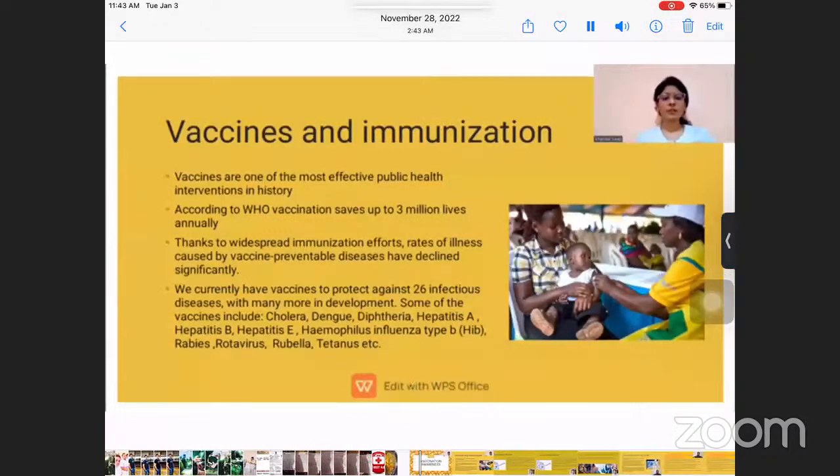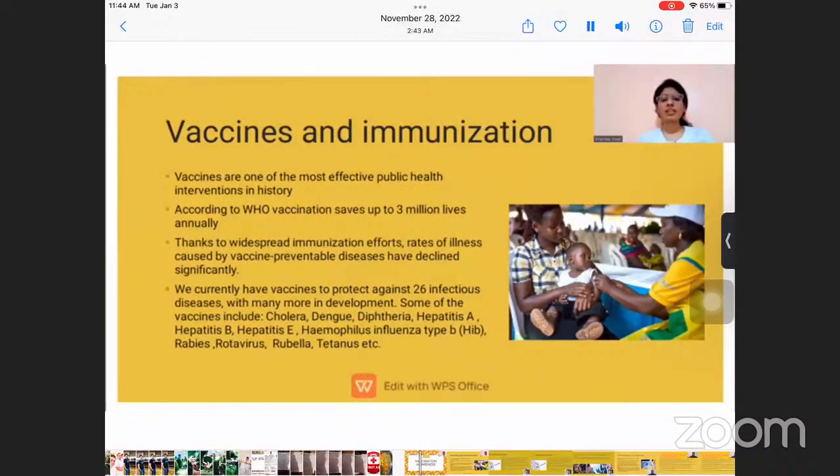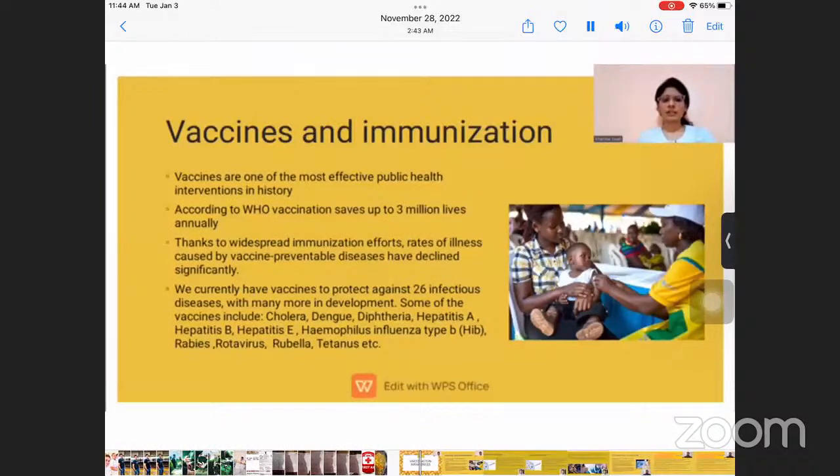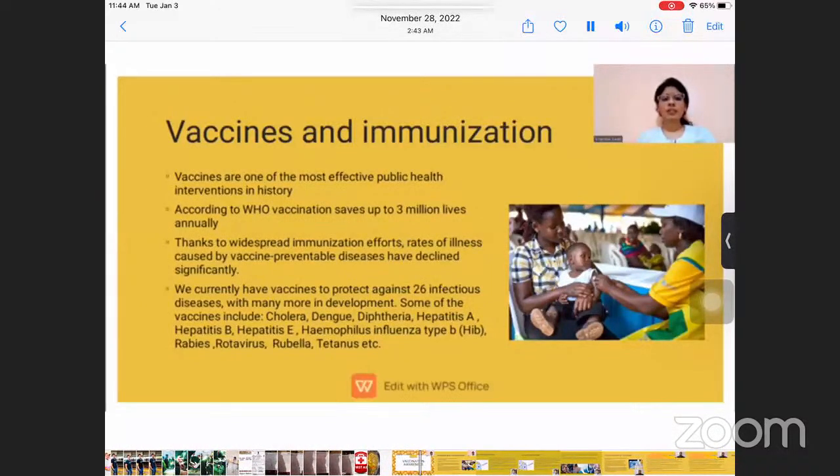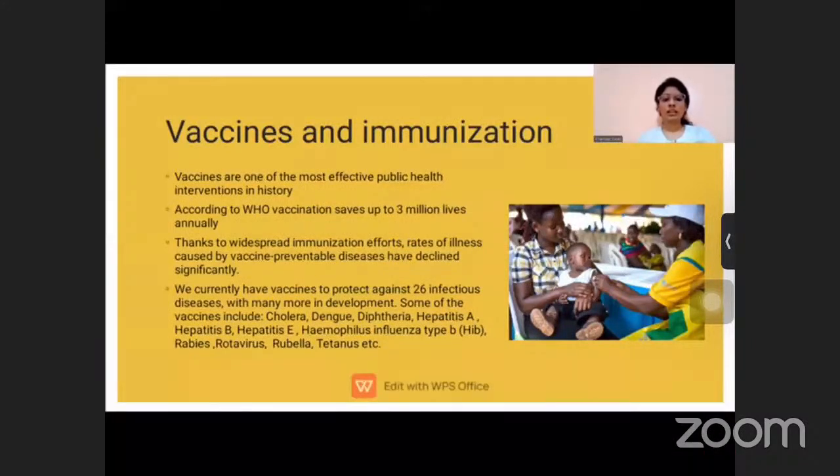Vaccines and immunization are one of the most effective public health interventions in history. According to WHO, vaccination saves up to 3 million lives annually. Thanks to widespread immunization efforts, rates of illness caused by vaccine-preventable diseases have declined significantly. We currently have vaccines to protect against 26 infectious diseases, including cholera, dengue, diphtheria, hepatitis A, hepatitis B, hepatitis E, Haemophilus influenzae type B, rabies, rotavirus, rubella, tetanus, etc., and many more are under development.